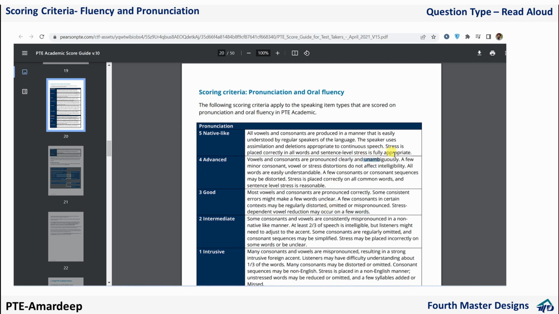And what if a word is difficult for me? Let's say you unambiguously do not know how to pronounce it. My suggestion is, the criteria say vowels and consonants are pronounced clearly, and a few minor consonant, vowel, or stress distortions do not affect. That's all. Just say XYZ. Okay.